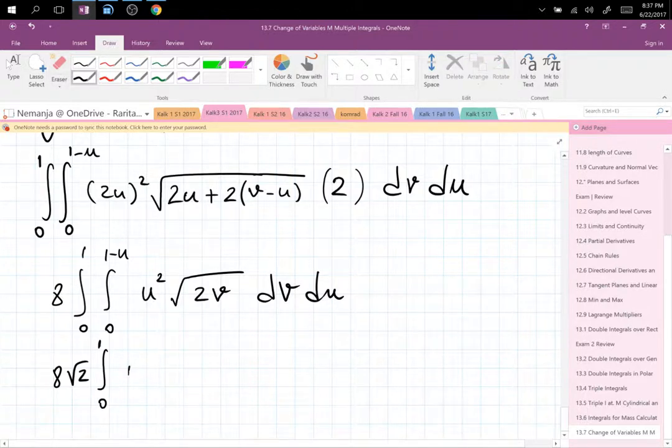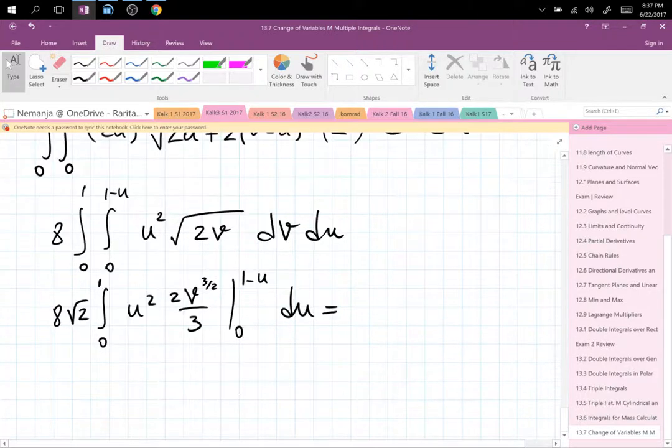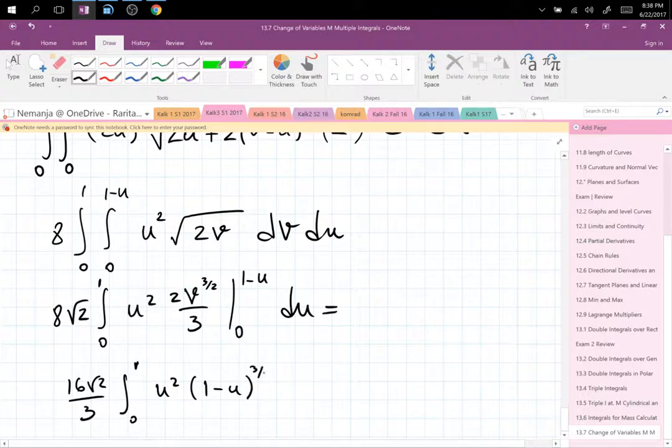From 0 to 1, u squared, and then the square root of v is going to be v to the 3/2 divided by 3/2, from 0 to 1 minus u du. 0 doesn't give us anything. Kick 2/3 outside. 16 root 2 over 3, 0 to 1, and you have u squared times 1 minus u to the 3/2 du.